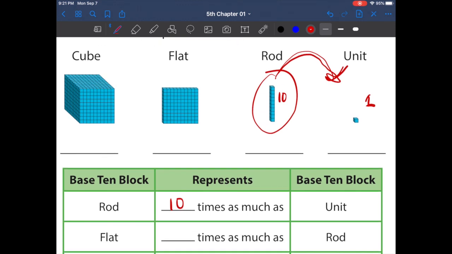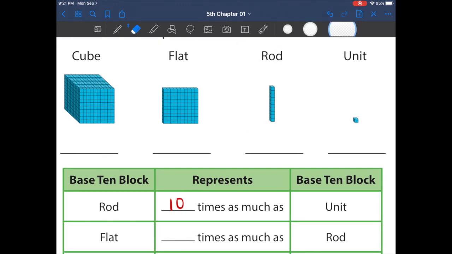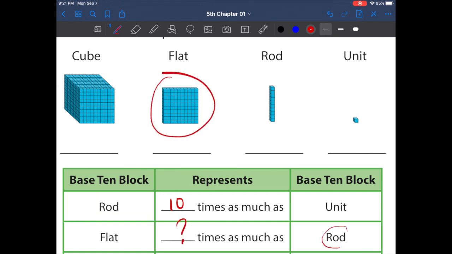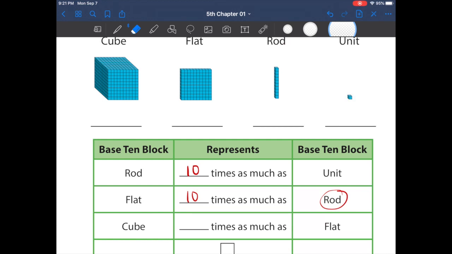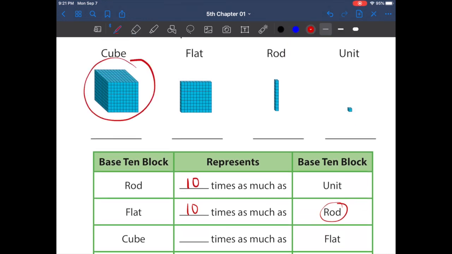All right, let's take a look at a flat. So now we are on the flat. It says, how many times is a flat bigger than a rod? Well, how many did we say were in here? If this is 100 and this is 10, how much bigger is 100 than 10? Well, it's 10 times bigger. Okay, so this one's going to be 10 times as much as a rod. Okay, and this time we're going to do the cube. All right, how many times is that the size of the flat? Well, it's 10 times as much as a flat.